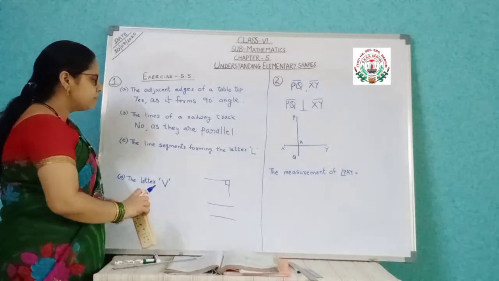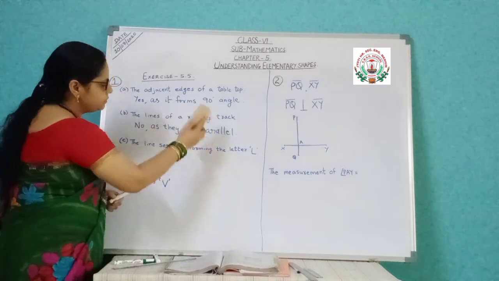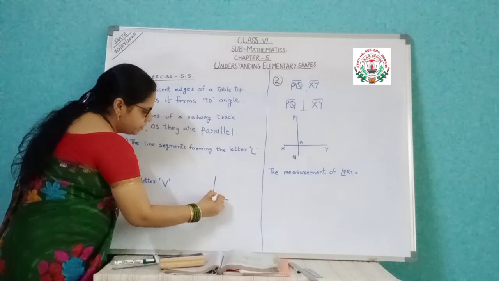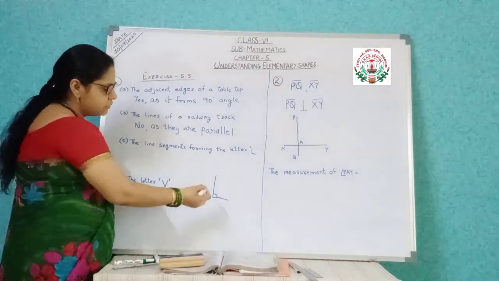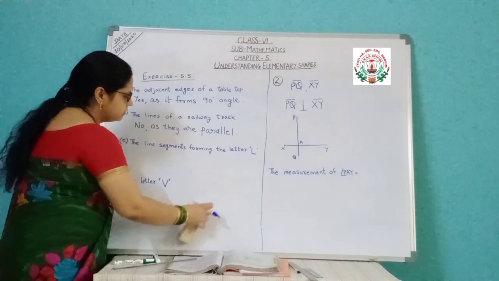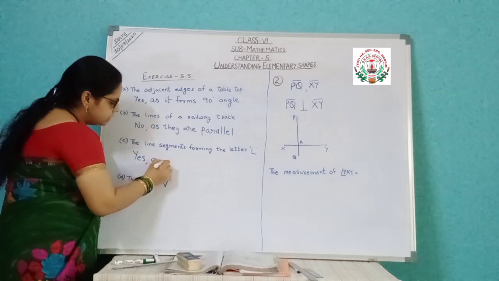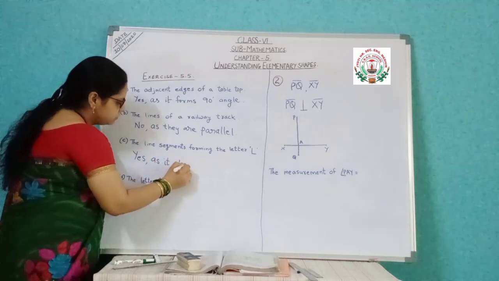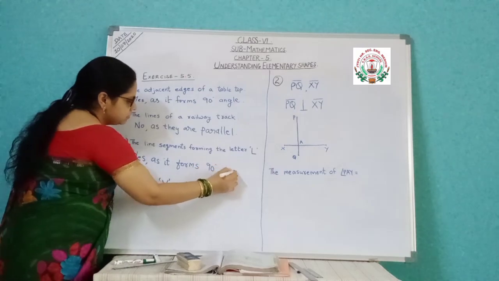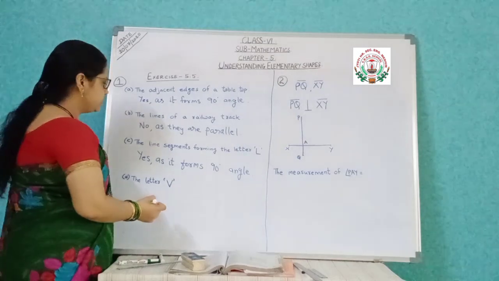Next, the line segments forming the letter L. As we have seen in the first one, the tabletop, this is the letter L. It is forming a 90-degree angle. So yes, it is a perpendicular line. So you will write down yes, as it forms a 90-degree angle. As it forms a 90-degree angle, so they are perpendicular to each other.